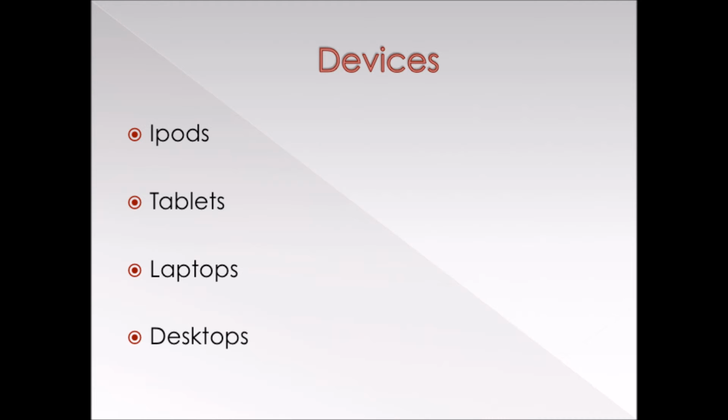Now that we've talked about the various forms to create a QR code, the various software to read a QR code, now let's talk about the devices that you can use when you're working with QR codes. Anything that has a camera and in which you can download some kind of a reader is perfectly good, whether it's iPods, tablets, laptops, desktops, any of that type of technology can be used to help you work with QR codes in your classroom.